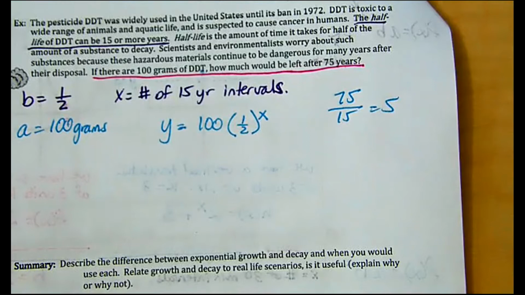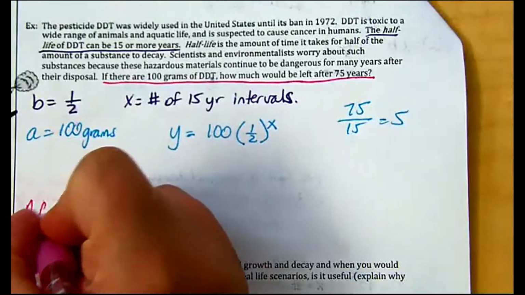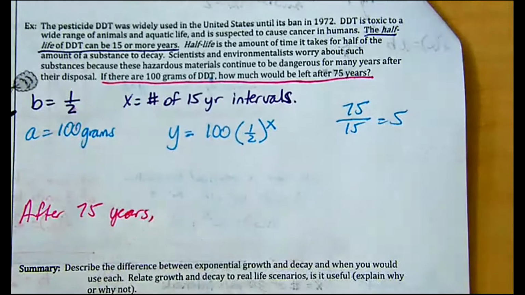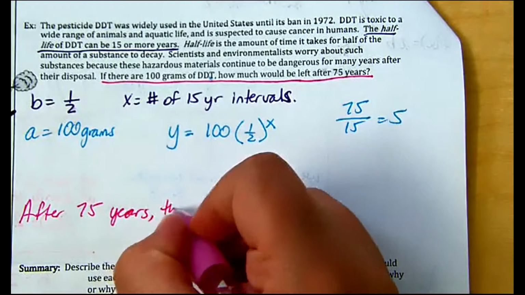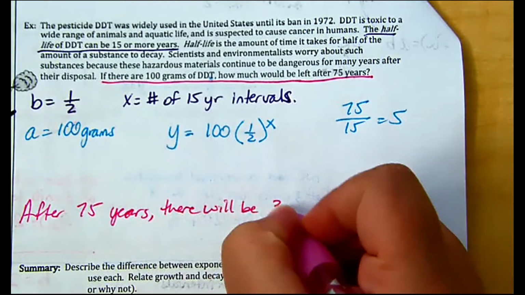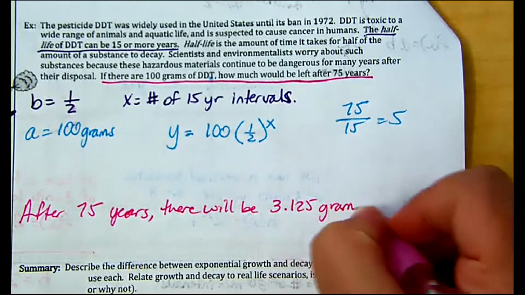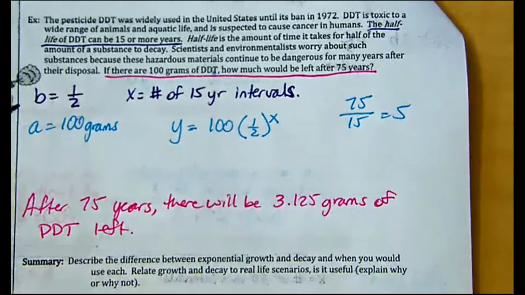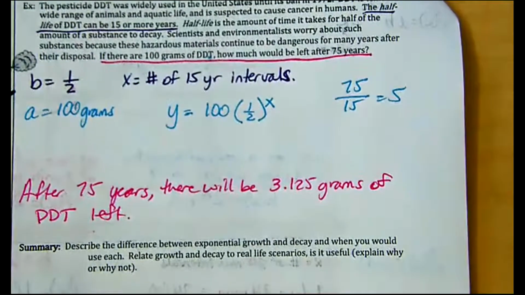Okay, very good. Everyone in the participants window, give me a thumbs up if you got the same answer. That after 75 years, I'm writing down what Juan told me. After 75 years, there will be 3.125 grams of DDT left. Give me a thumbs up if you got the same answer. Thumbs down if you got something different and we'll figure out what went wrong.